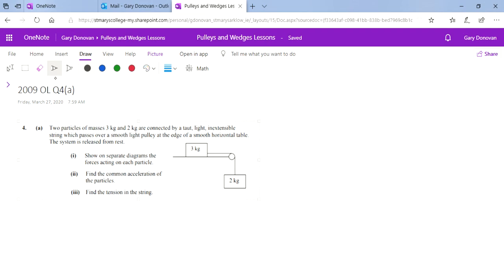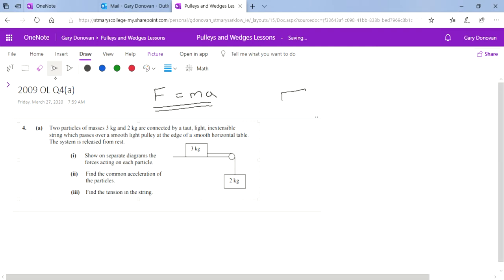In the last video we looked at Newton's second law, and Newton's second law was F equals ma. What Newton's second law told us was that if you apply a force to something, so here I'm applying a force to an object, that object will tend to accelerate in the same direction as that force.